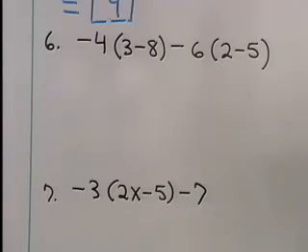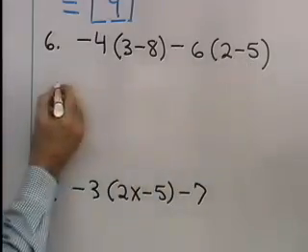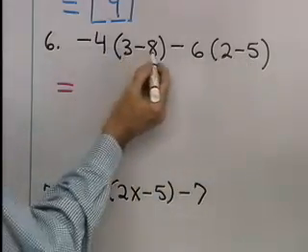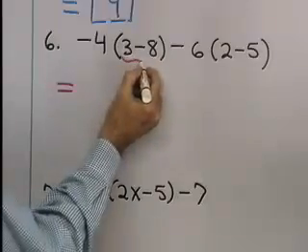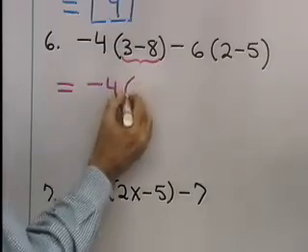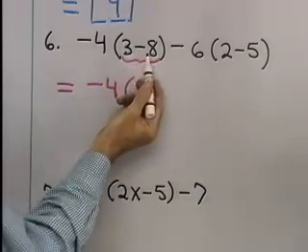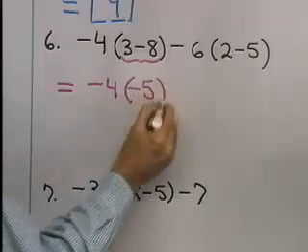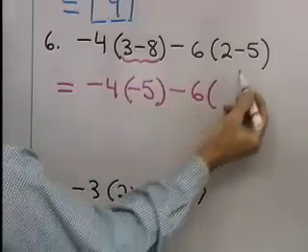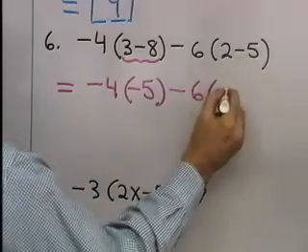Next problem, negative 4 times that in parentheses, 3 minus 8, subtract 6 times 2 minus 5. Now, this might look like the distributive property here, but it's not, because these are just simply numbers that I can actually subtract. So negative 4 times 3 subtract 8 is the same as 3 plus negative 8, which is negative 5, minus 6. 2 subtract 5 is 2 plus negative 5, which is negative 3.